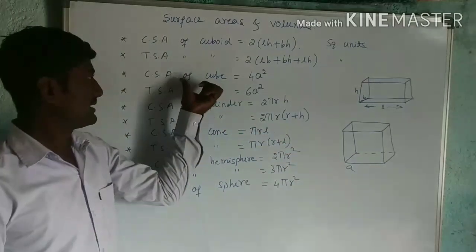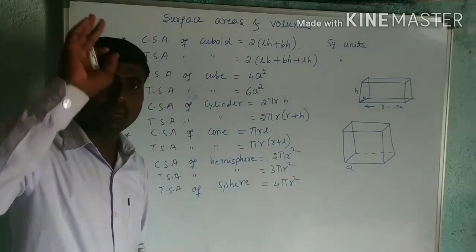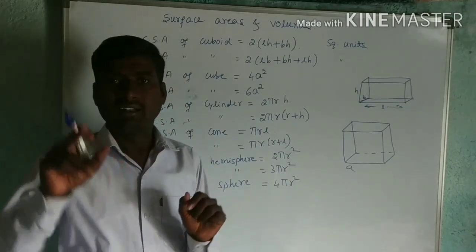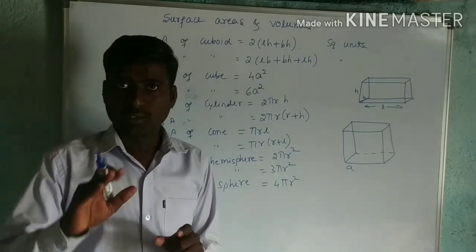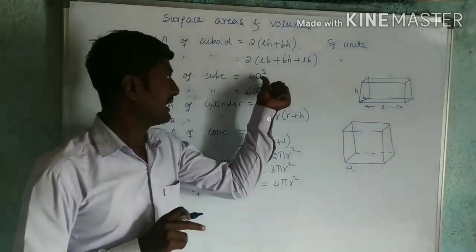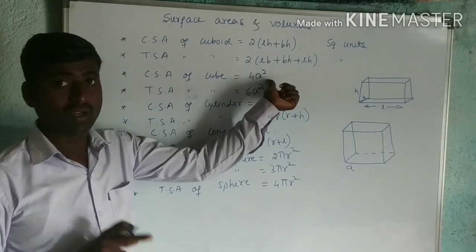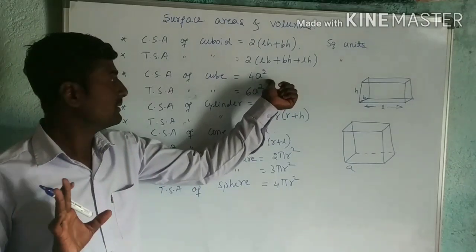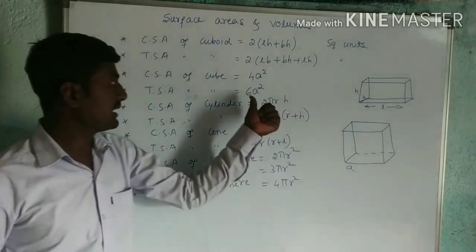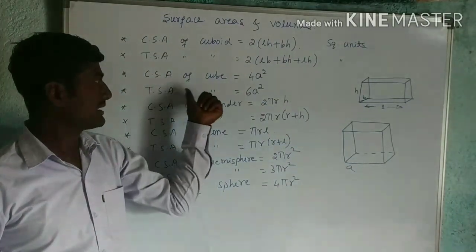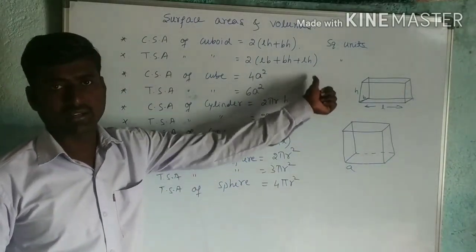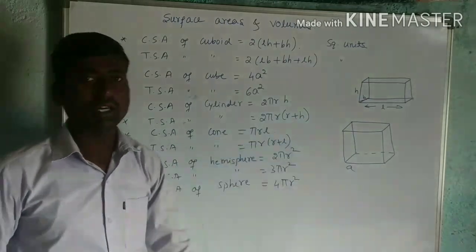Now CSA of cube means top and bottom of the cube are removed. Let us consider a room where length, height, breadth are equal. You remove the top and bottom, the remaining will be 4 walls. The area of those 4 walls will be 4A square. If both top and bottom are considered, then the area will be 6A square. So TSA of cube is 6A square units, and CSA of cube is 4A square units. Since it is area, the unit will be square units.